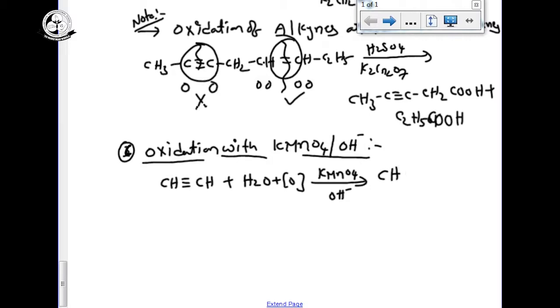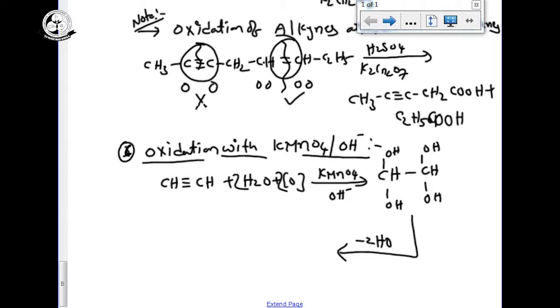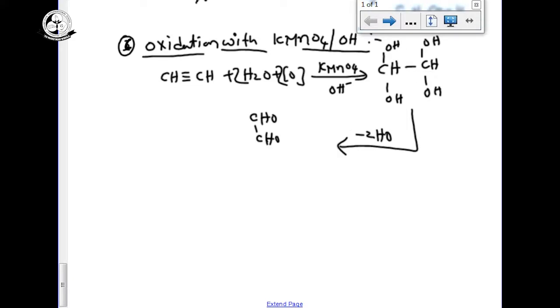Then we break the triple bond to a single bond, and here we get OH, OH, OH and OH. Actually we can add one mole at a time, but I am writing 2 times at once. Already I told you that a carbon carrying more than one OH group is highly unstable, so remove the water and we get CHO and CHO. Its name is glyoxal.